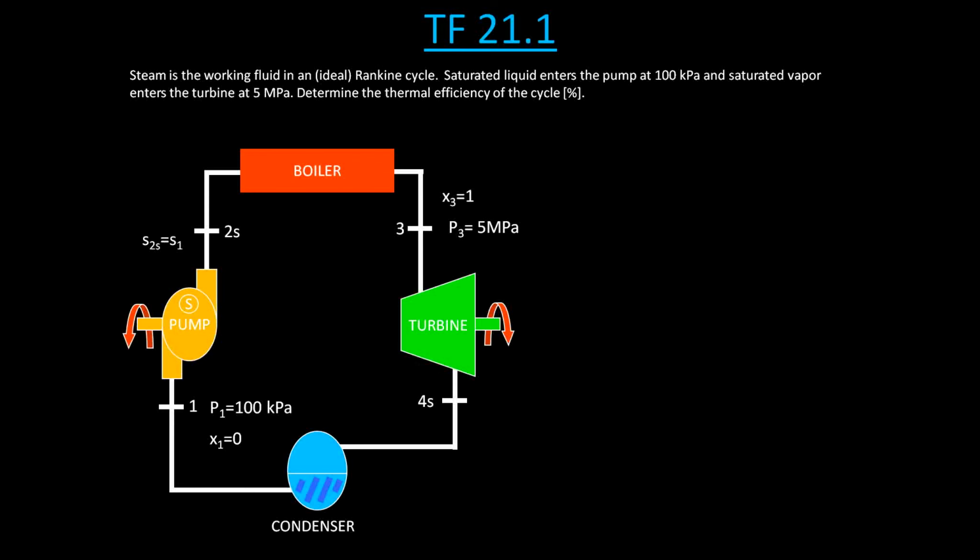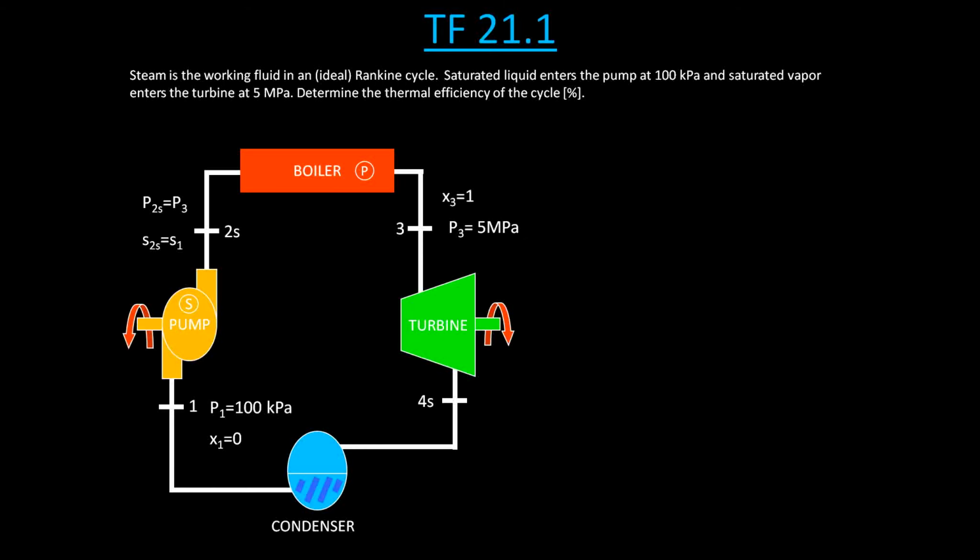Now, we can tell that the entropy at state 2s is going to be equal to state 1 because this is an ideal system, so the pump is going to be isentropic. We can also figure out something about state 2s because we know that this boiler, because it's an ideal Rankine cycle, is going to be isobaric. So since it's isobaric, pressure at 2s is going to be the same as pressure at 3. So that gives us state 2.